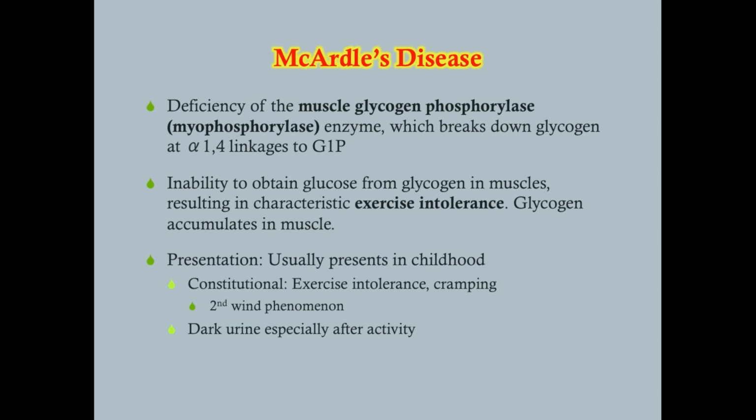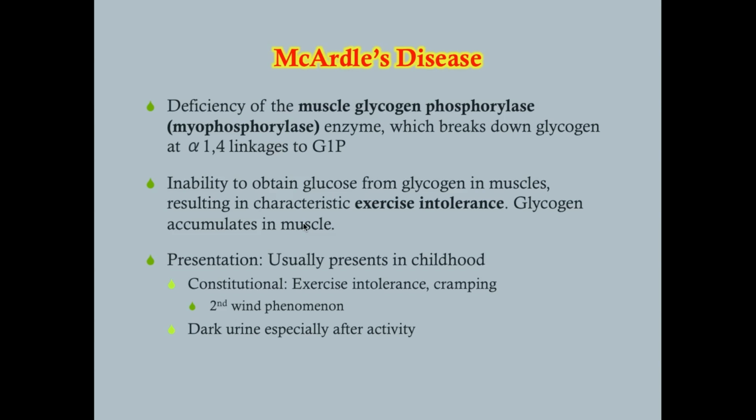These patients, they'll be able to exercise for a little while, maybe a minute or so, and then once they need to shift into glycogen metabolism, they're in trouble. They cannot form glucoses from glycogen, they can't make ATP, and so their muscles are going to fail. So they have an inability to obtain glucose from glycogen in muscles, and that's going to result in a characteristic exercise intolerance, where they can exercise for a little bit and suddenly their muscles just stop working because they can't continue forming ATP. Also, glycogen can accumulate in the muscle, and that can lead to issues with muscle breakdown.